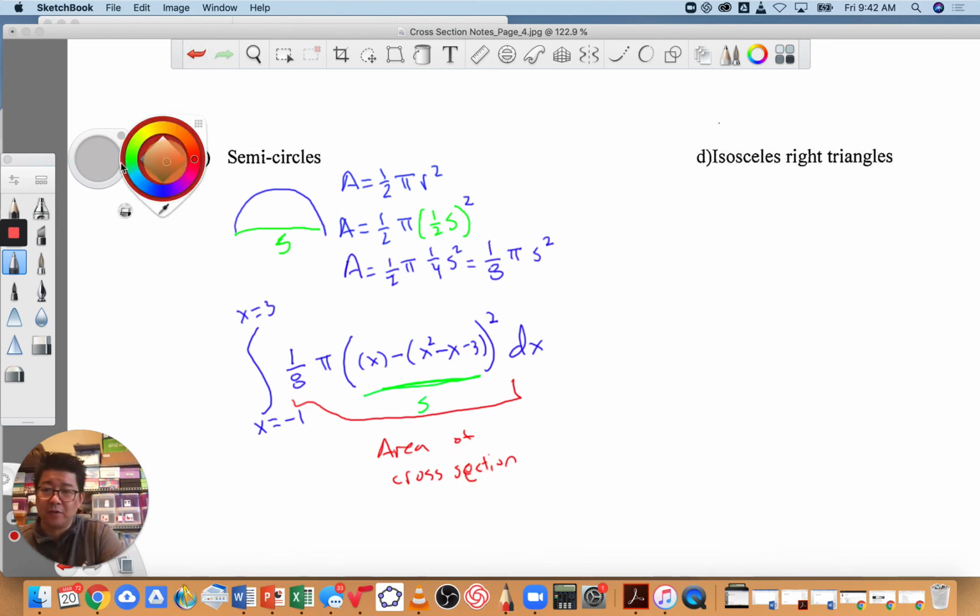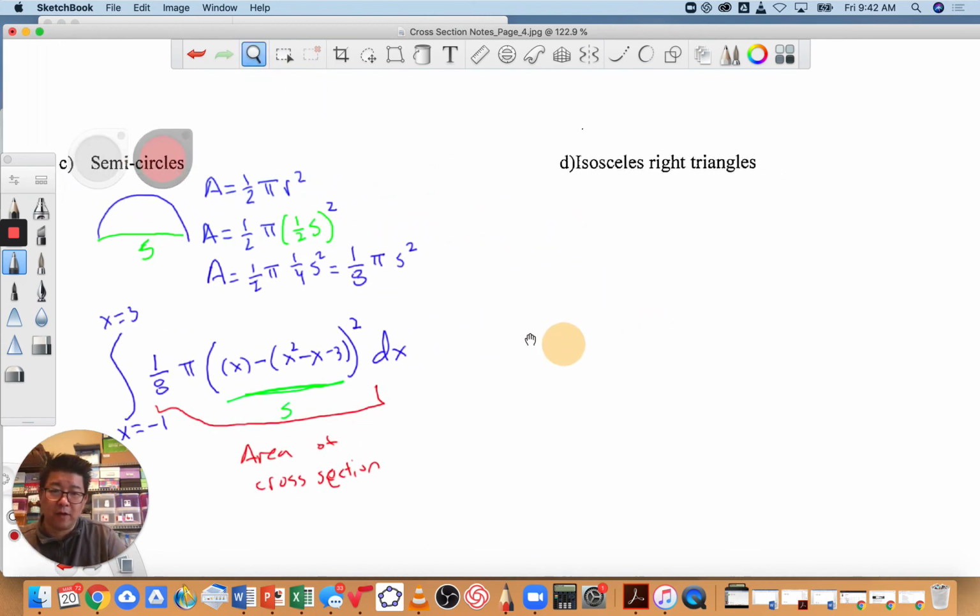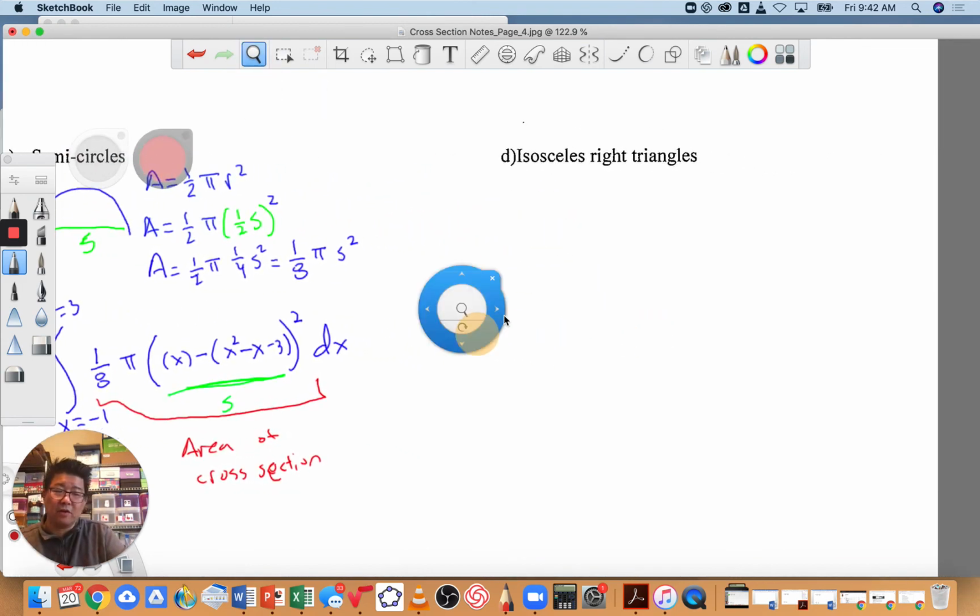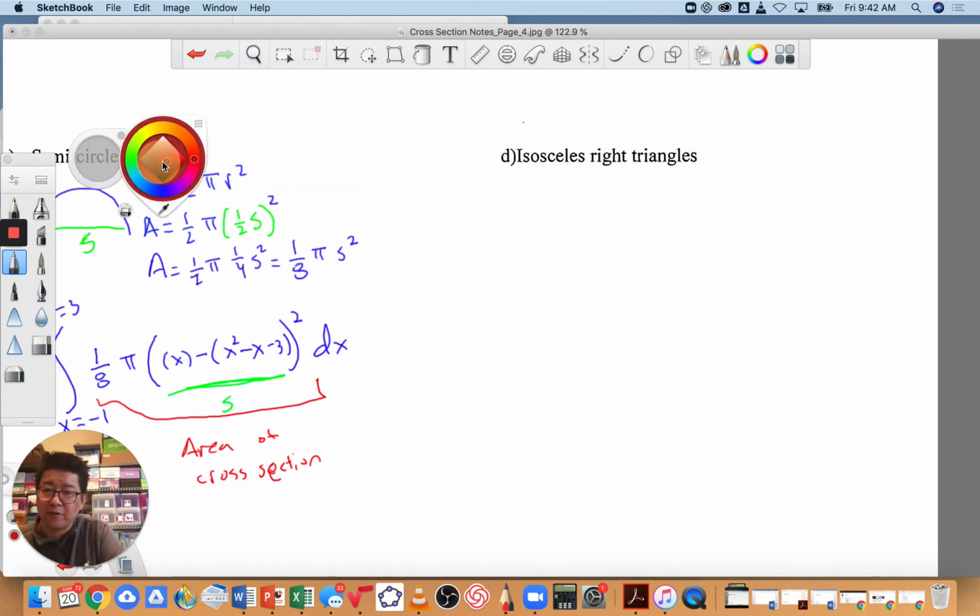Last example. You guys can probably figure this one out. Isosceles right triangles. Depending on what version we want to do, there are two different types of right triangles. So go back to that first page and see. There's one where the triangle looked like this, and then there's one where the triangle looked like that.